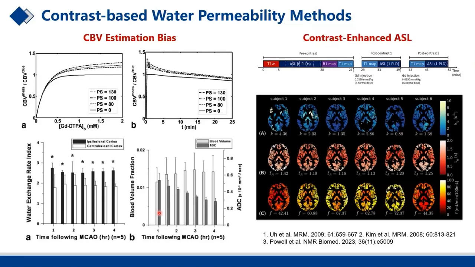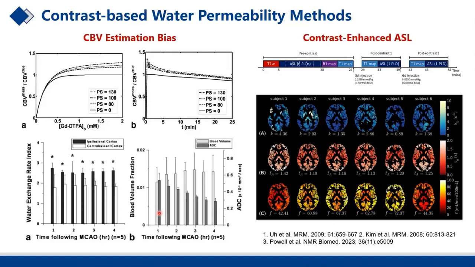In addition, I also want to say that recently it has been proposed that we can use the contrast to enhance the ASL, which means that you measure the ASL signal pre-contrast and post-contrast with a model fitting to get the permeability as well. But this actually belongs to the ASL-based methods. I only mention it here because it requires a contrast injection. So that's for the contrast methods.